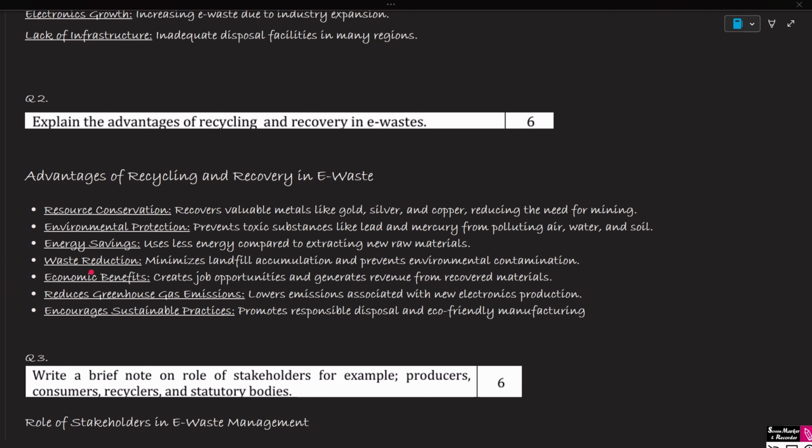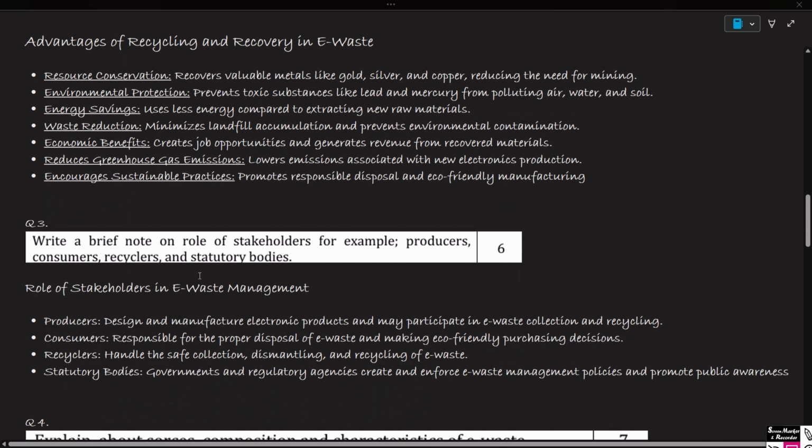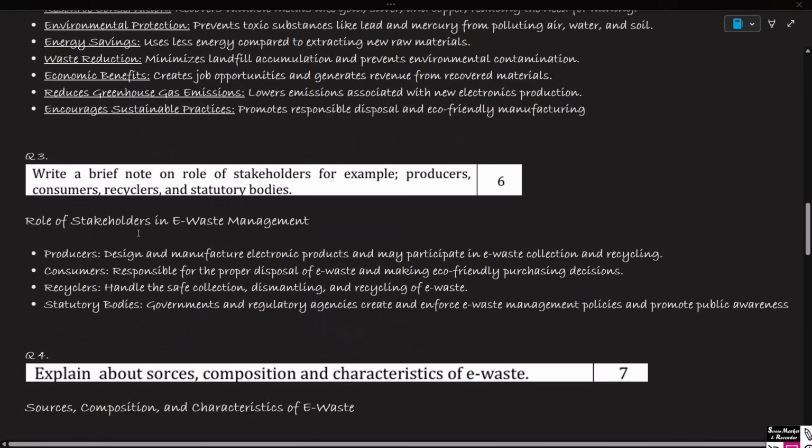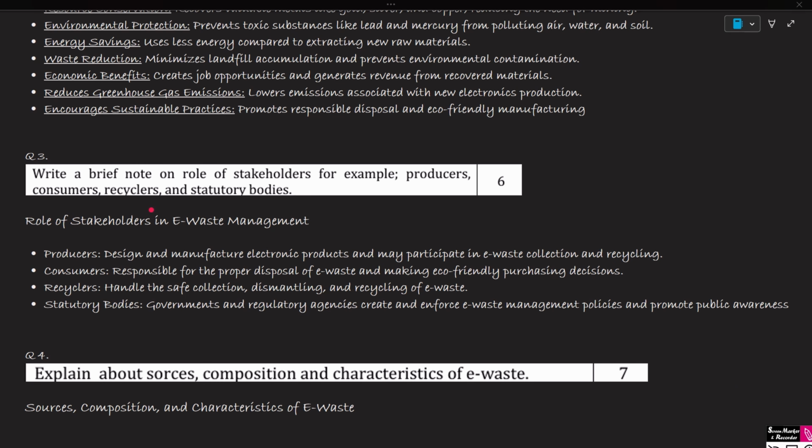Moving to the next question, we have the third question. Write a brief note on the role of stakeholders, for example, producers, consumers, recyclers, and statutory bodies. So here it is asking us to write about the stakeholders, for example, producers, consumers, recyclers, and statutory bodies. So it has 4 points. Just write these 4 points and you are going to get all the marks.